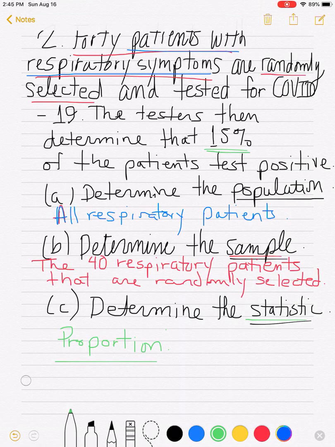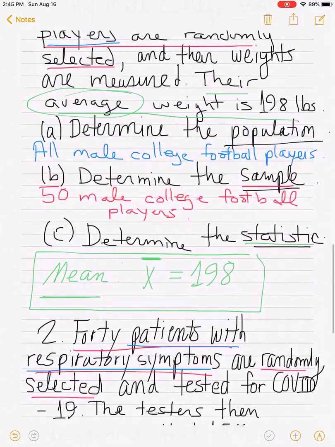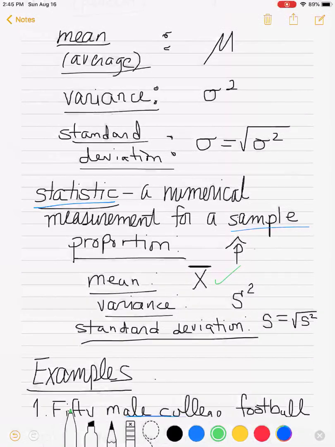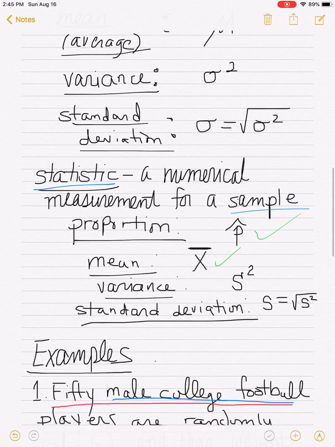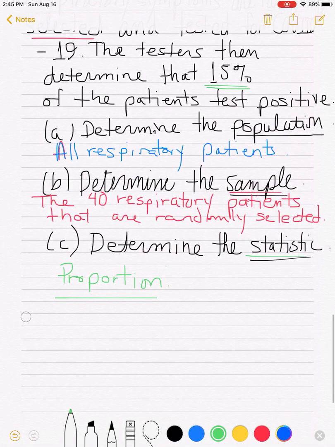All right, so what letter is for proportion? Anybody remember? It involves a P, but it has a little more than a P. P hat, right? P with a hat is sample proportion. If you're talking about population proportion, you just put a P, but we're talking about just a sample of 40 individuals here. So we're going to use P hat. P hat equals 15%, or you can write P hat equals 0.15.